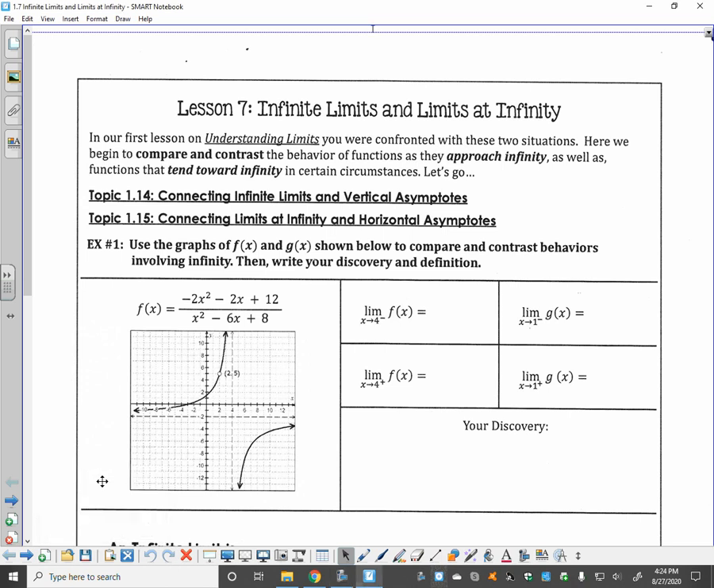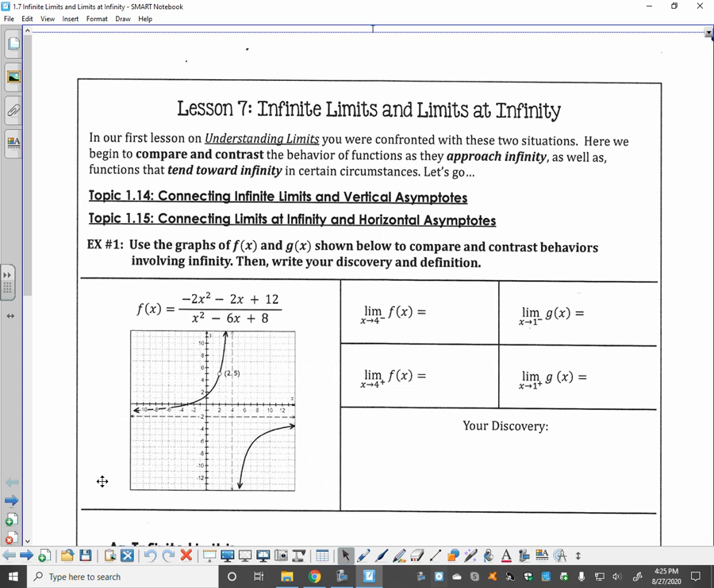This one's going to be about infinite limits and limits to infinity. So limits that are infinite and the limit as x heads towards infinity. Most of this we've kind of touched on already, so this should be pretty easy.